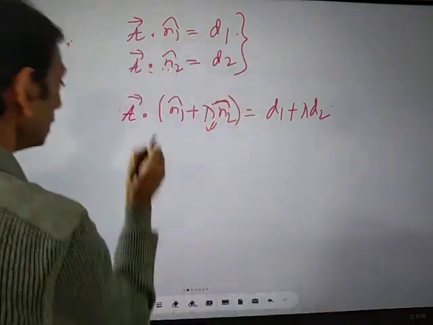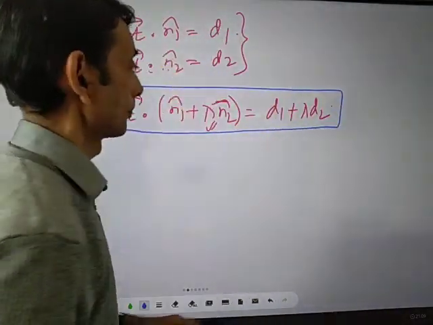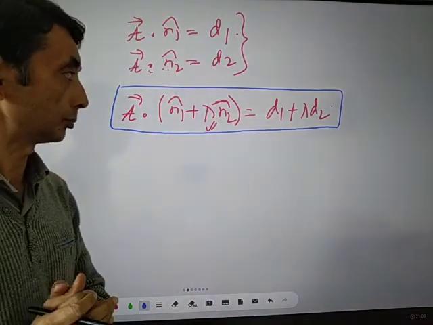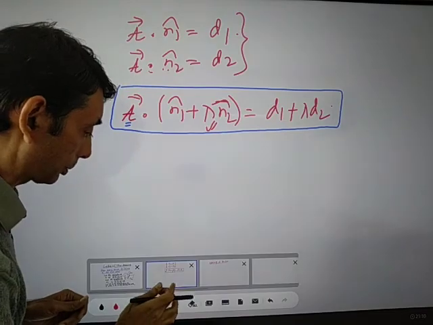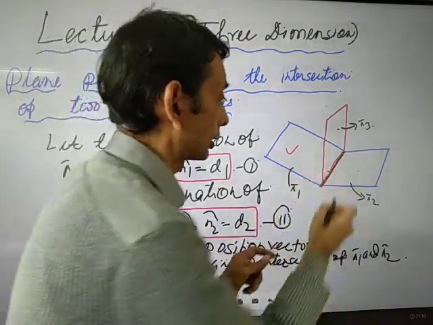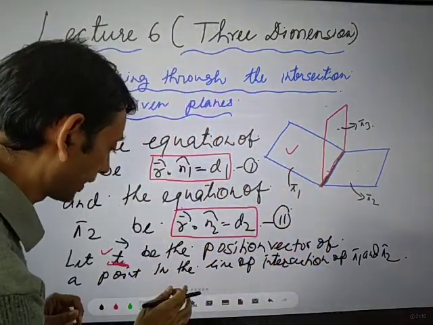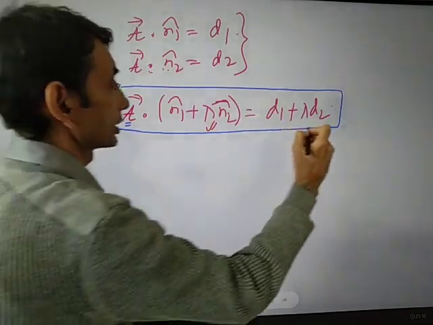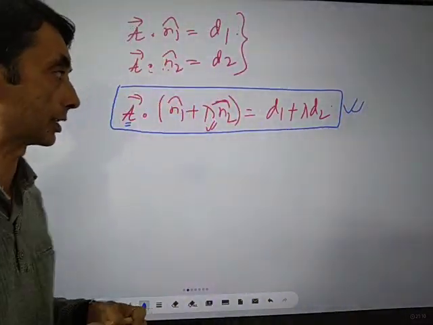With the help of this, we can write the equations in this form. Now, since t is any arbitrary point on the line of intersection, any point on the line will satisfy these equations. So these equations will be satisfied by any point on the line of intersection.